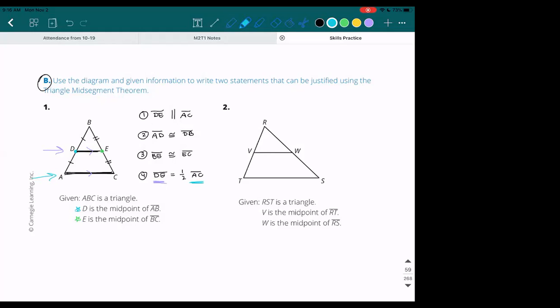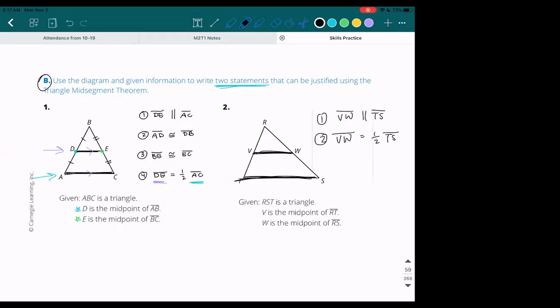Let's do another one. I just realized right now that they want us to just write two statements, so I'm going to simplify it and only write those two statements. So the two statements for number 2 that we want to write is that VW is parallel to TS. I don't know why those vertical lines are appearing, but that's okay. So the first statement is VW is parallel to TS, and the second statement is that VW is equal to 1/2 the measure of TS.